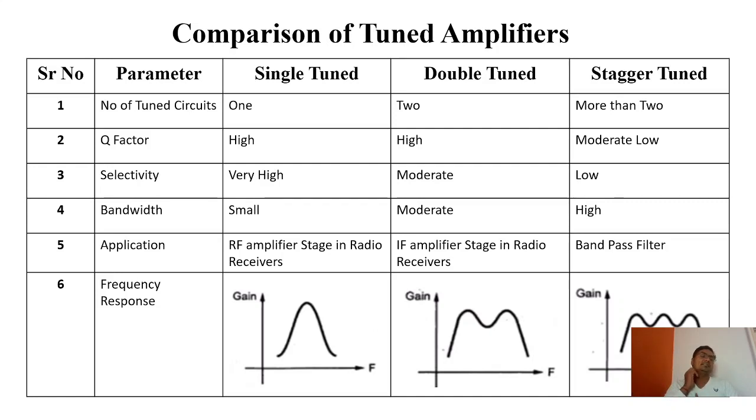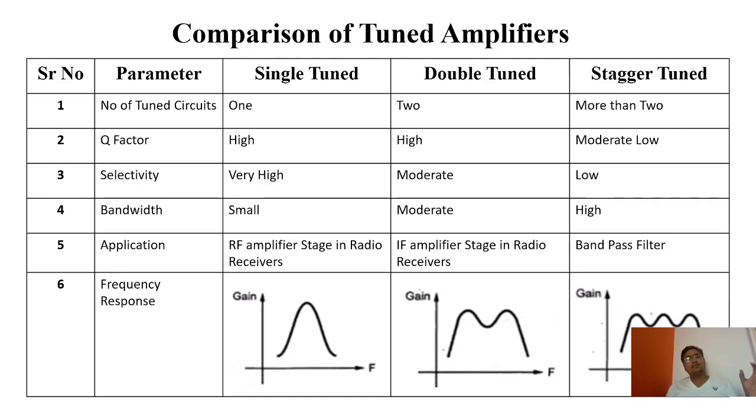The second parameter is Q factor. Now if it is a single tuned amplifier, the Q factor is obviously high, and it will remain high for a double tuned amplifier. But for stagger tuned it is moderately low. I will not say that it is high or very low, I can say it's moderately low as compared to single and double tuned amplifiers.